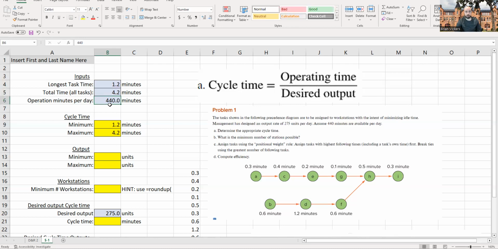So make sure this is recorded in minutes. If I told you 8 hours a day you're open, you need to have 8 hours times 60 listed here and have it in minutes, right? So 480 minutes in a day.